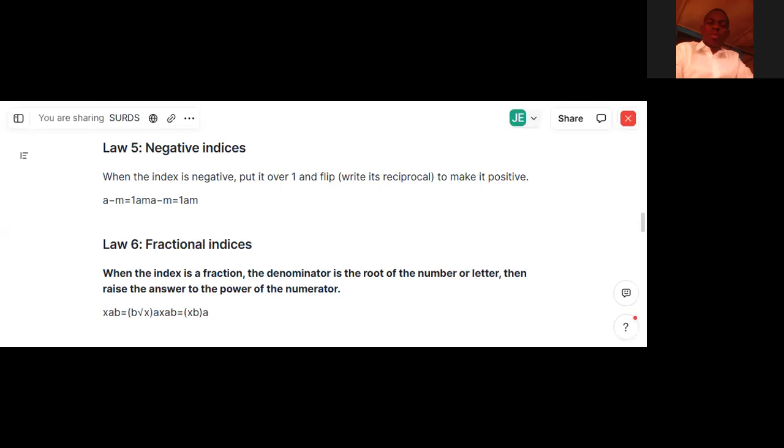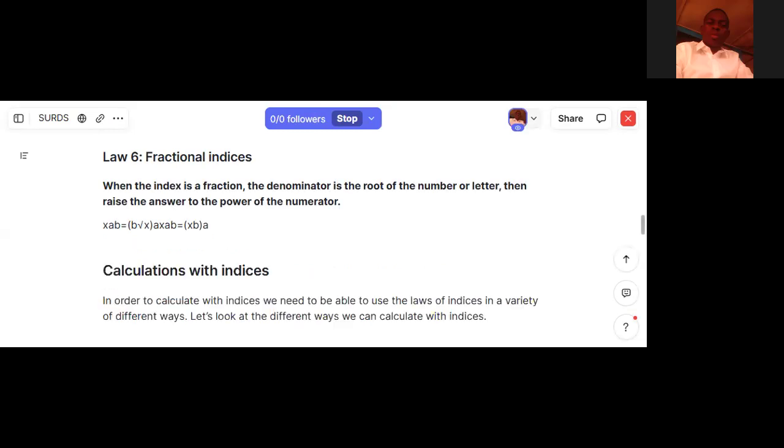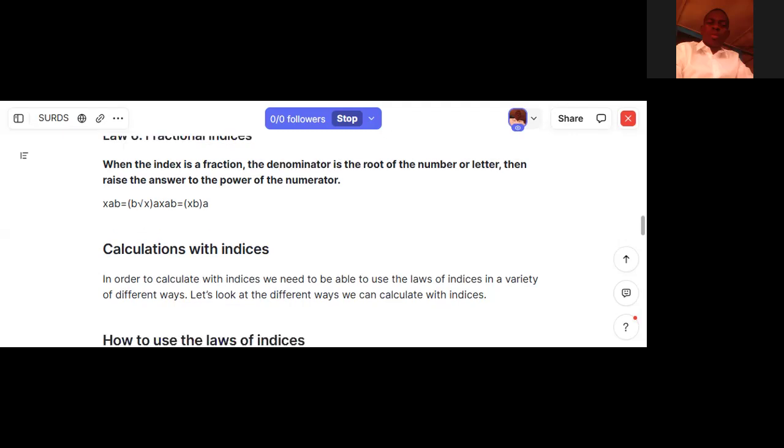Fractional indices. When the index is a fraction, the denominator is the root of the number or letter, then raise the answer to the power of the numerator. For instance, you have x to the power a over b. The denominator of that fraction becomes the root of x, while the numerator becomes the power of the root of the expression x. So please take note.